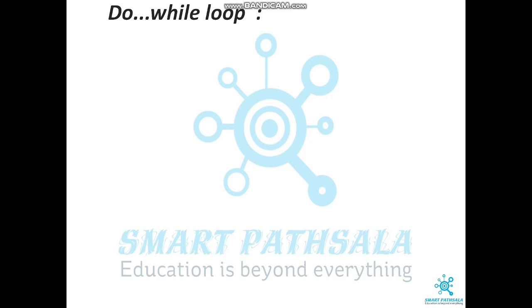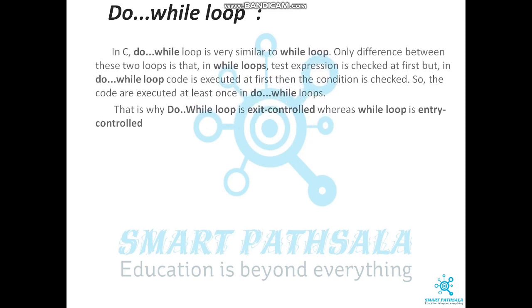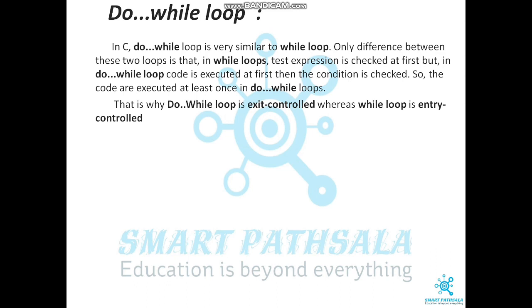Now let us see the do while loop. Basically in C, the while loop and the do while loop are almost similar. The only difference between them is that in the while loop the expression is checked first, but in the do while loop the loop body is executed once first and then the condition is checked. So the do while loop is also known as an exit controlled loop and the while loop is known as an entry controlled loop, as the condition is checked before entry into the loop body.